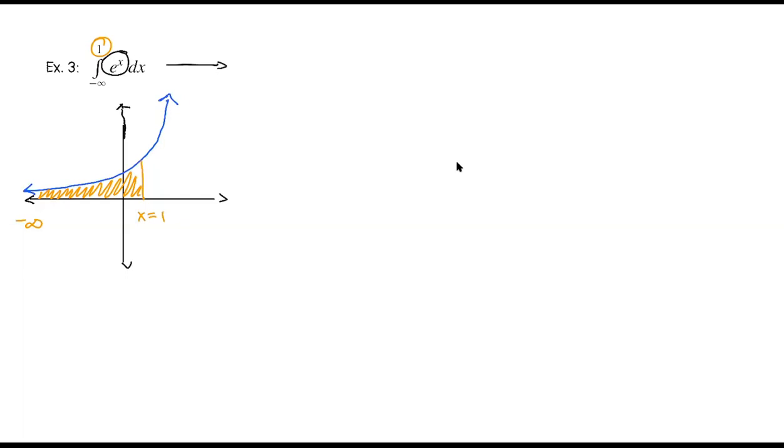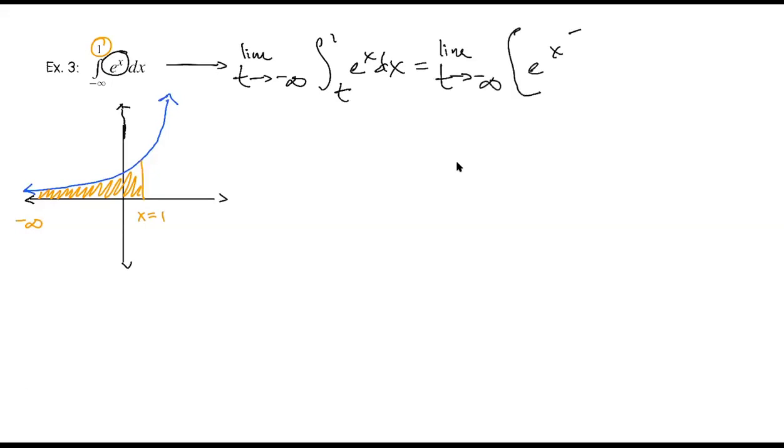So let's check it out. We're going to start with the limit notation, the limit as t approaches negative infinity, and then we're going to take the integral from t to 1. Our function stays the same, e to the x dx. Now, e to the x has a really nice integral. It's just e to the x, not even any chain rule in here. So we're going to plug in 1, and we're going to plug in t.